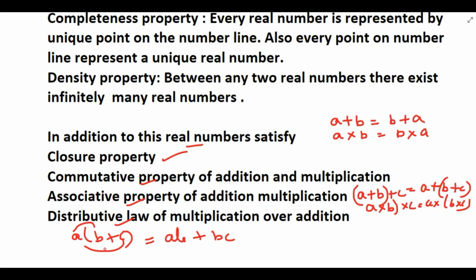It satisfies closure property, commutative property, associative property, distributive law, and also it has two more properties, that is completeness property and density property. So the rational numbers and irrational numbers together form real numbers, and it is denoted by capital letter R.